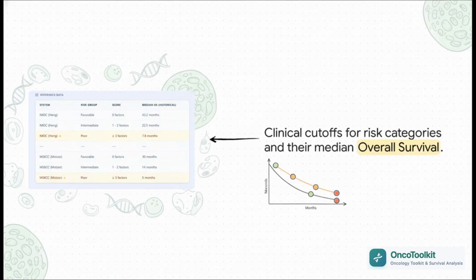And what does all of this actually mean for your patient's prognosis? Well, this table lays it out perfectly. For the IMDC model, if you have 0 factors, that's favorable risk, and we're looking at a median overall survival of 43.2 months. 1 to 2 factors puts you in the intermediate risk group at 22.5 months, and if you have 3 or more factors, that's poor risk, with a median overall survival dropping to just 7.8 months. And right there, you can also see the corresponding historical data for the MSKCC model. This is the peer-reviewed science that the calculator brings to life.